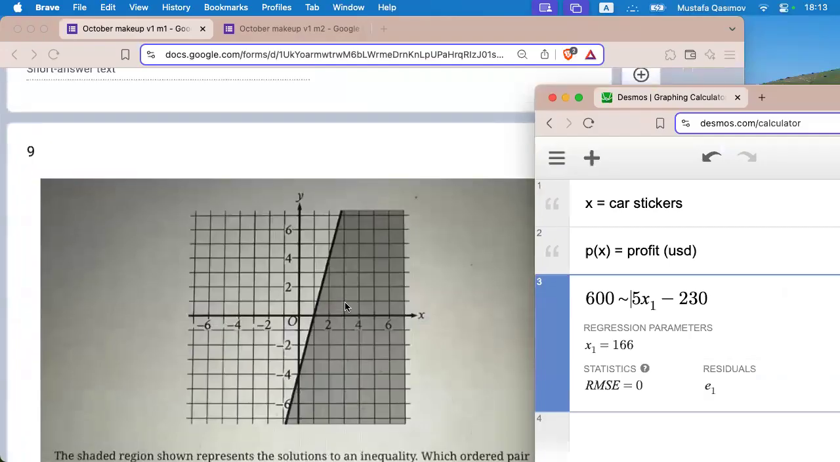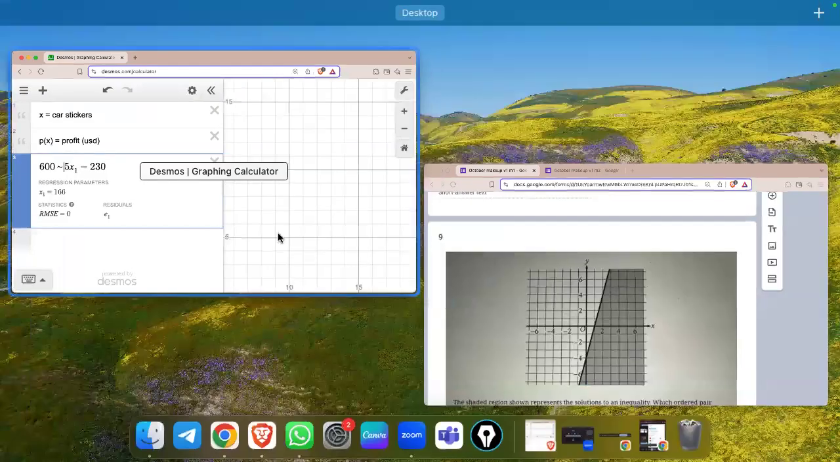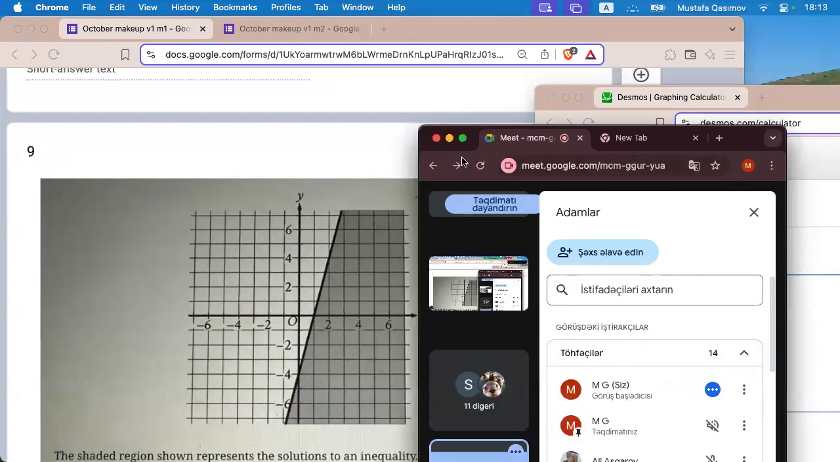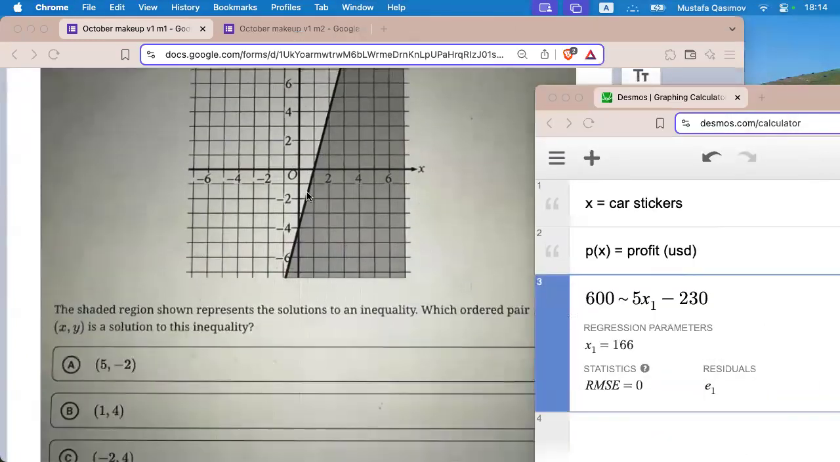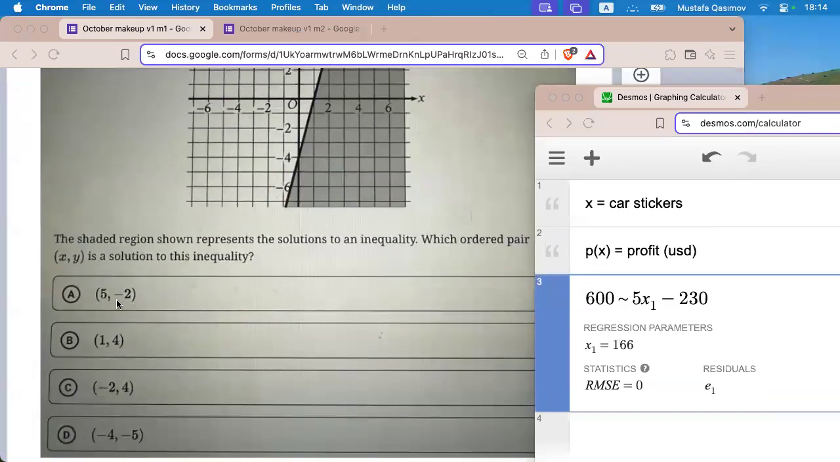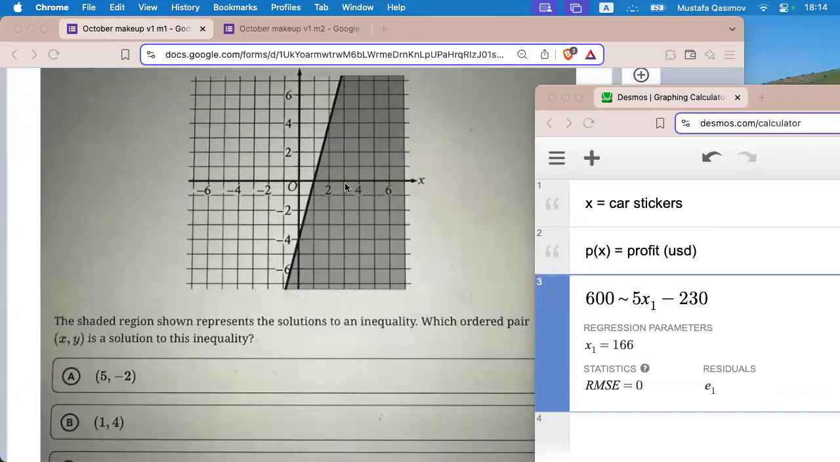9. For 9, it says which of the following is a solution of this inequality. For this type of question, you have to look at this point. Which point is on the shaded region? Every point from this shaded region is a solution. For 8 is 5 and negative 2. 5 and negative 2 is here. 5, negative 2. So it is the answer. Answer is 8.